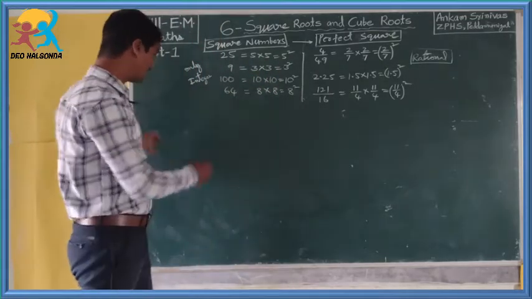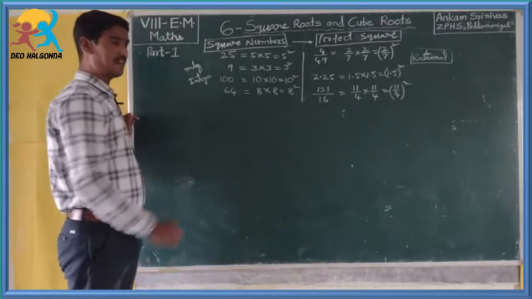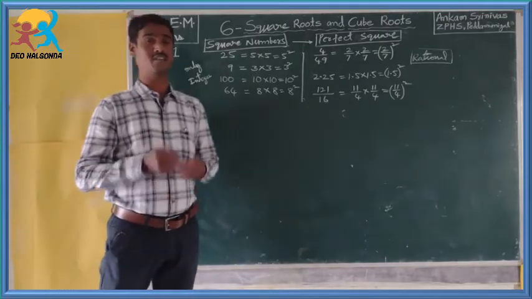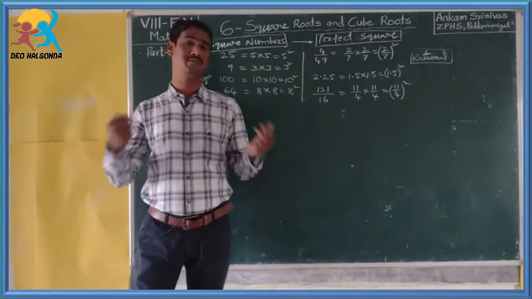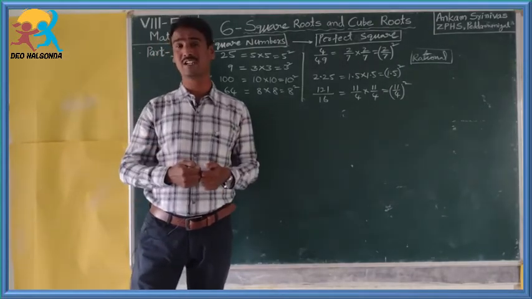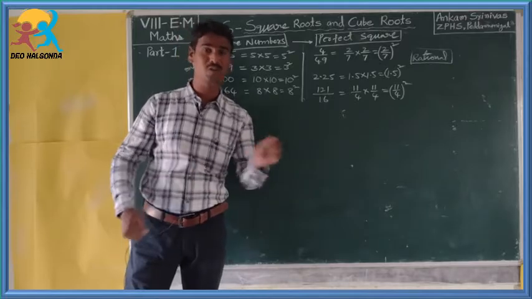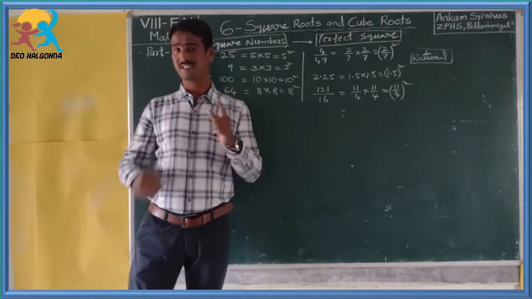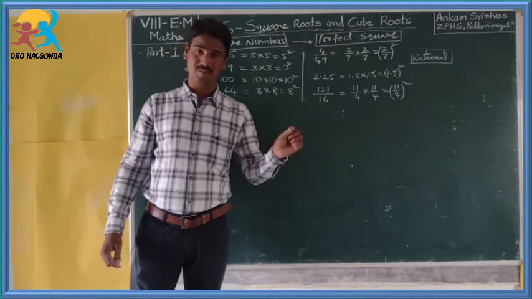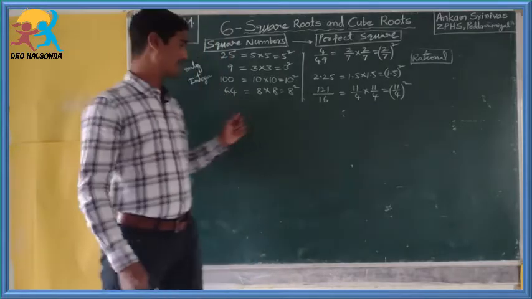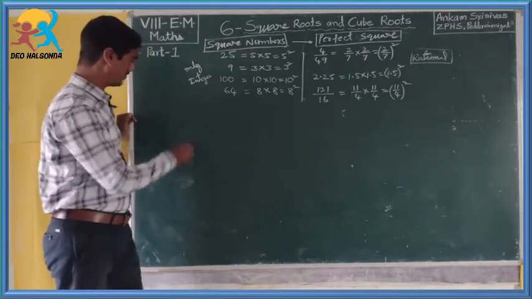Now take perfect squares between 1 to 100. What are the perfect squares between 1 to 100? Can we expect how many perfect squares there are from 1 to 100? Exactly 10 perfect squares exist from 1 to 100. Let's list out the numbers.